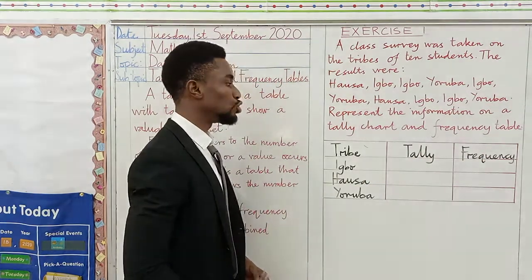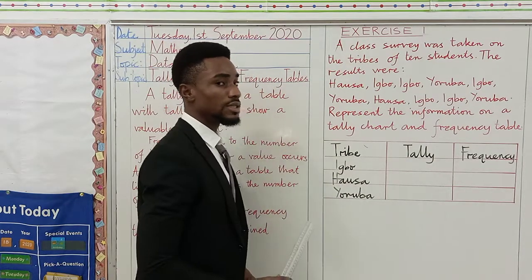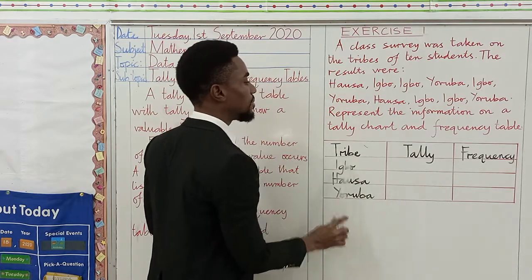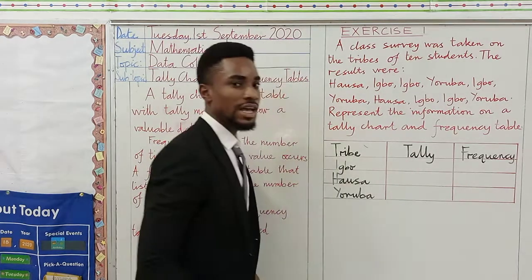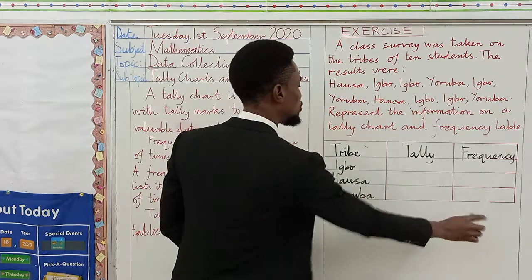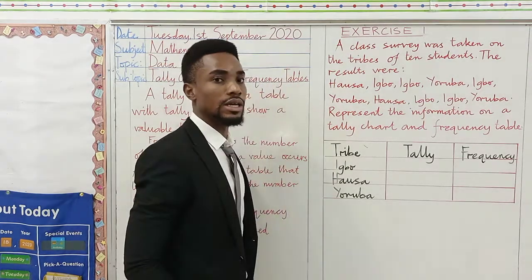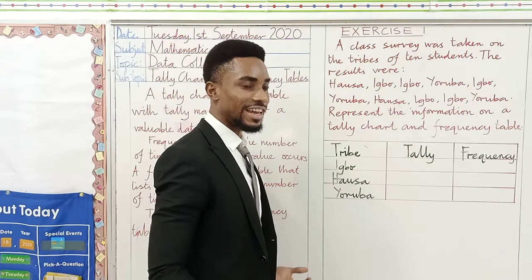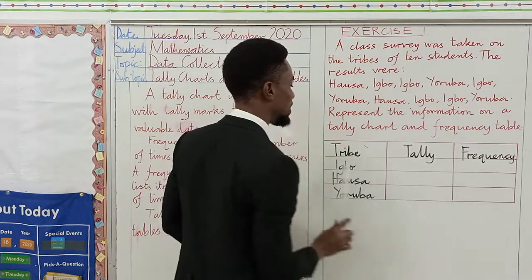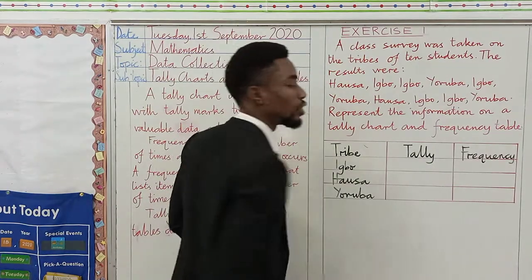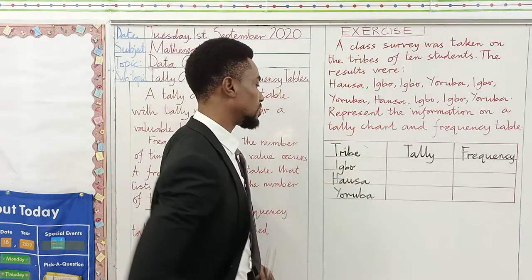First things first, you draw a table consisting of 3 columns for the tribe, the tally and the frequency, and consisting of 4 rows. The first row is going to contain the topic or the heading. The second row is going to contain Igbo. The third row, Hausa, and the fourth row, Yoruba. So let's get into it.